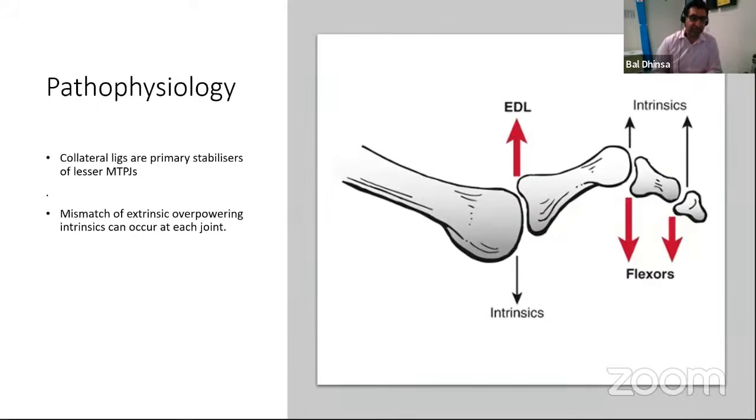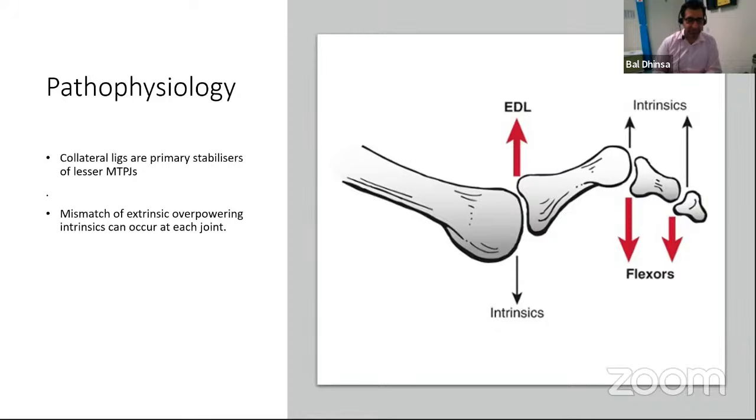So going back to what I mentioned, the collaterals are the primary stabilizers of the lesser metatarsophalangeal joints. And as I mentioned about the rotation, the position of the proximal phalanx at the metatarsophalangeal joint is subject to the actions of extensor digitorum longus through its sling mechanism. And this works in opposition to the weak antagonistic intrinsic muscles, as well as the static capsule and plantar plate. So it's an intricate balancing act between the extrinsics and intrinsics, as well as the collateral supporting structures and the plantar plate.